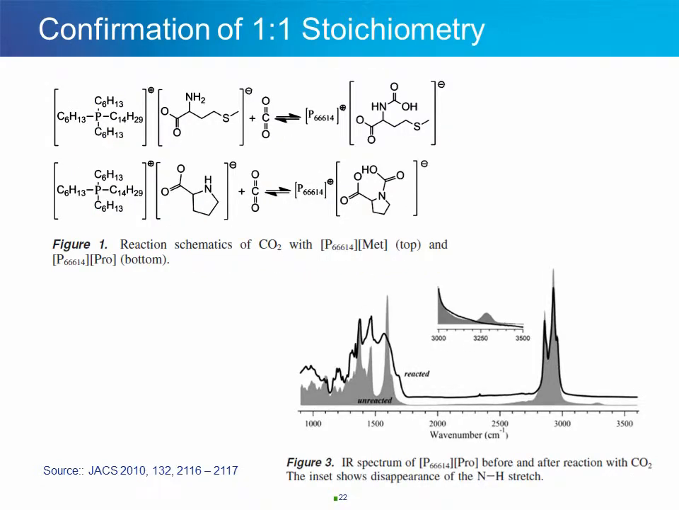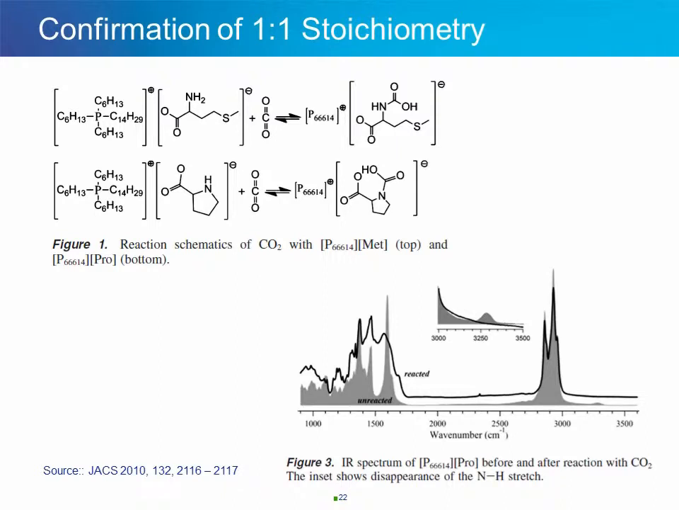The one-to-one stoichiometry of the reaction of CO2 shown in Figure 1 above has been confirmed by FTIR spectroscopy at 25 degrees C using a Mettler-Toledo ReactIR IC10 system. The FTIR spectrum of P66614 prolinate before and after the reaction with CO2 at 0.2 bar is shown below in Figure 3. There are 3 important features the researchers found in the spectrum.